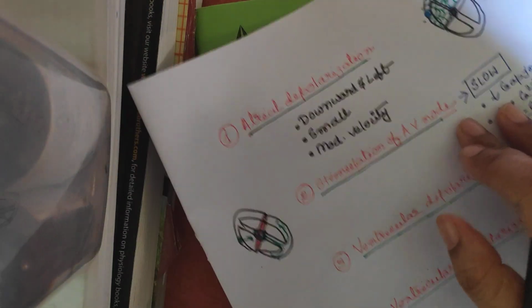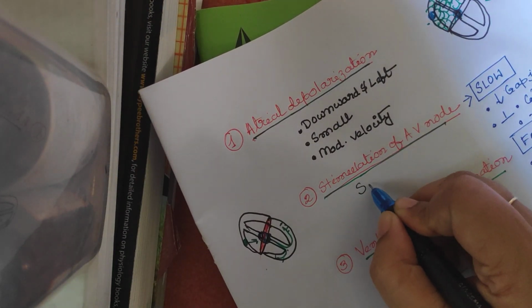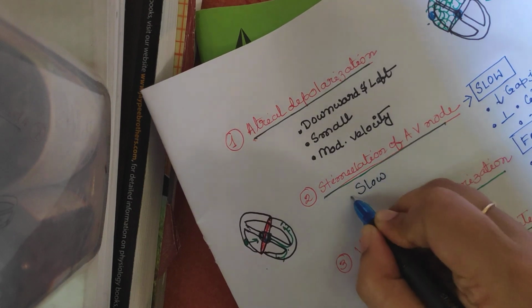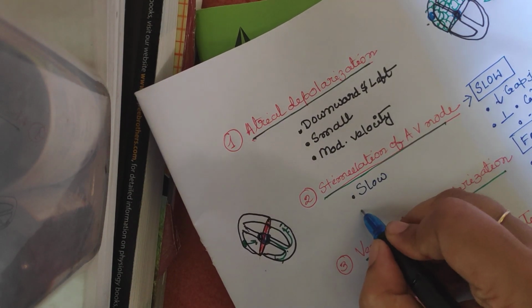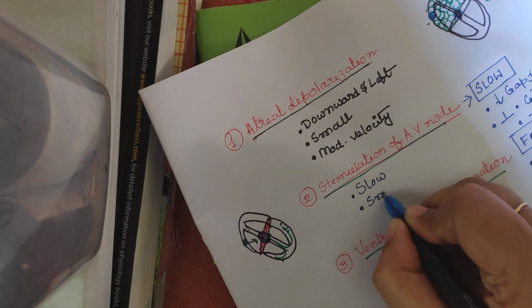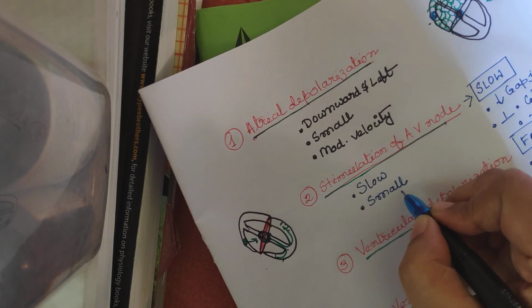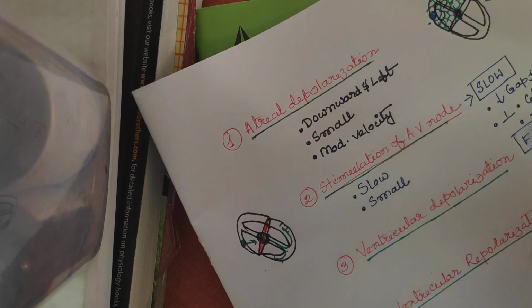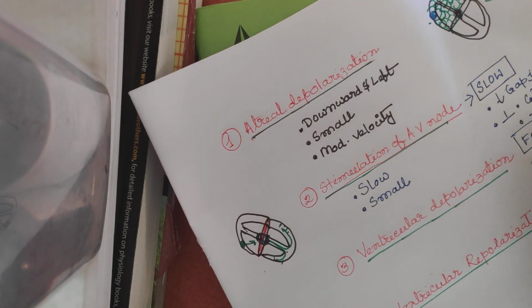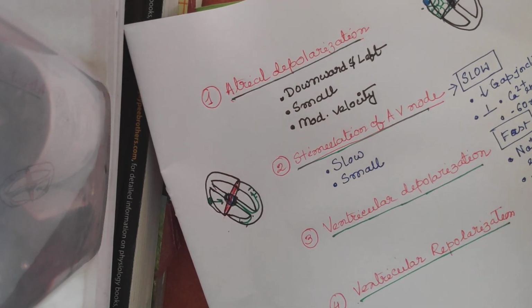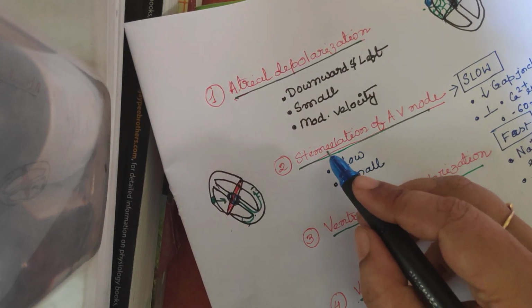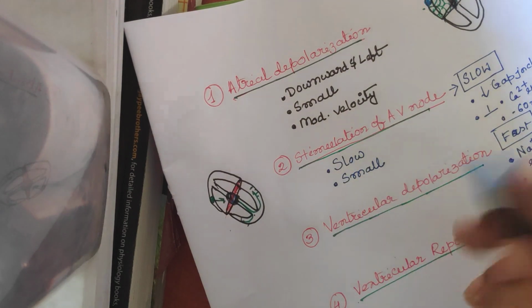So what will be the vector? Vector is a slow vector, and the AV nodal pacemaker cell is a very tiny piece of tissue. That's why the vector is very small. And direction is obviously downward. Okay, so this is about the vector of this electrical activity, that is stimulation of AV node.